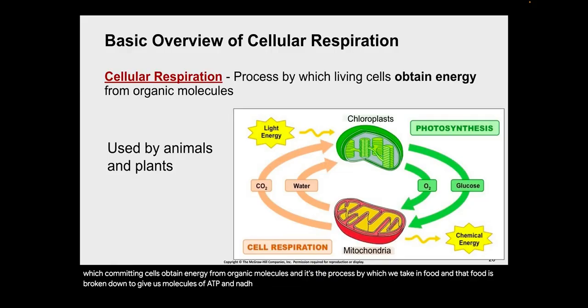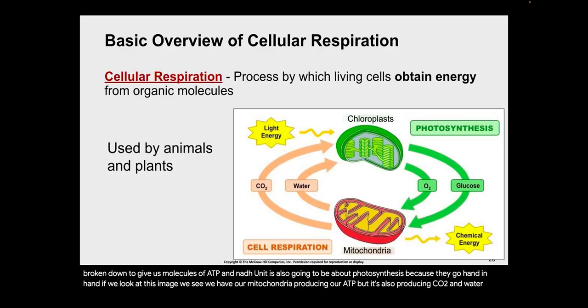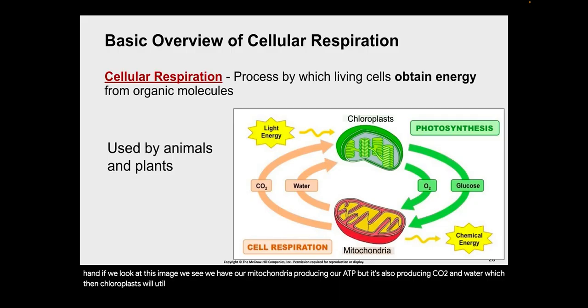Now, part of this unit is also going to be about photosynthesis because they go hand in hand. Right? If we look at this image, we see we have our mitochondria producing our ATP, but it's also producing CO2 and water, which then chloroplasts will utilize to produce oxygen and glucose, which then the mitochondria will utilize, right? And it's this never-ending cycle.